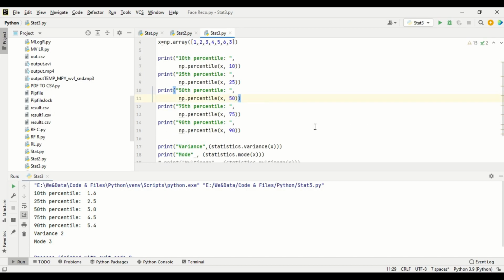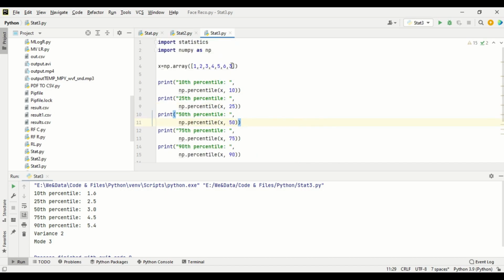Now the variance. Variance is finding the level of distribution. So here the variance is 2. Mode is the most frequently occurred data. For this data set, the mode is 3 because 3 occurred frequently.